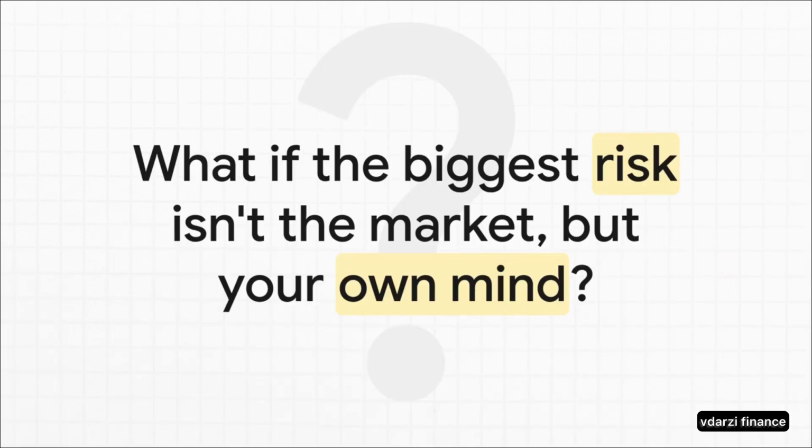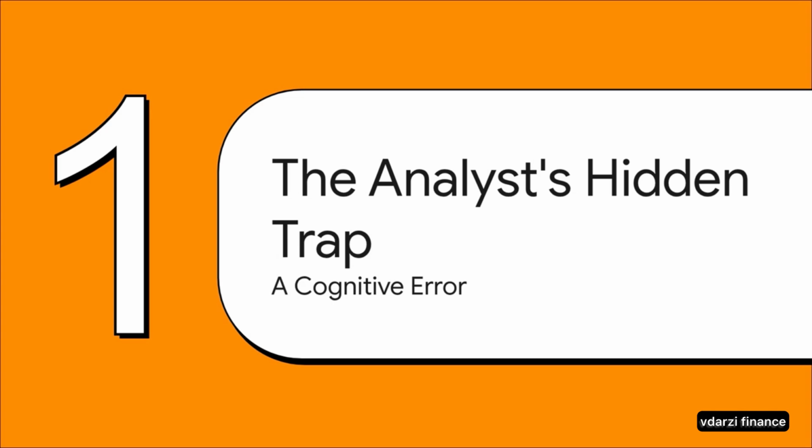What if the most dangerous variable in your entire analytical process isn't some crazy market shock, but it's actually your own subconscious desire to be right? That's the core conflict we're really digging into here. And this fundamental conflict leads us directly into what you could call the analyst's hidden trap. It's subtle, it's almost invisible, but believe me, it is powerful enough to completely undermine even the most careful and detailed work on a chart.